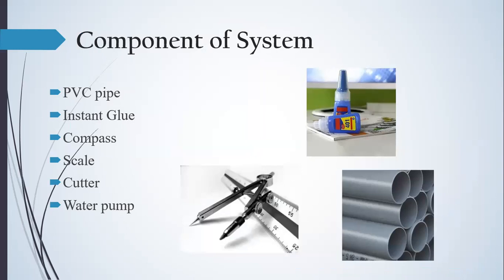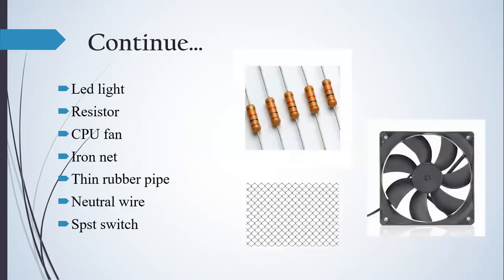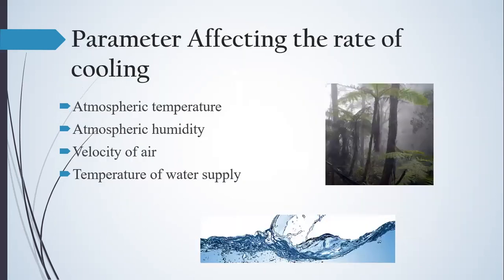Components of a system. Components are elements which are arranged together for performing some specified work or for achieving some purpose. So we use a few components for the proper working of our project, the PVC room cooler, and these components are PVC pipe, instant glue, compass, scale, cutter, water pump, LED light, resistor, CPU fan, iron net, thin rubber pipe, neutral wire, and SPST switch. All these components are used in our project for making it effective and advanced.